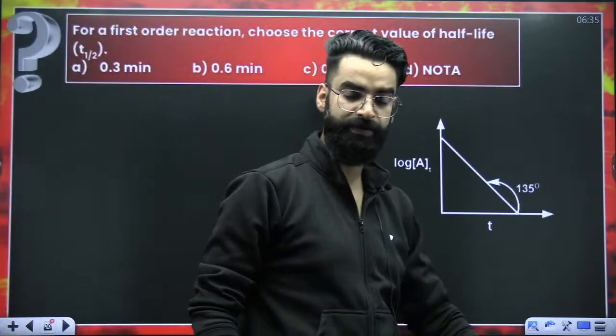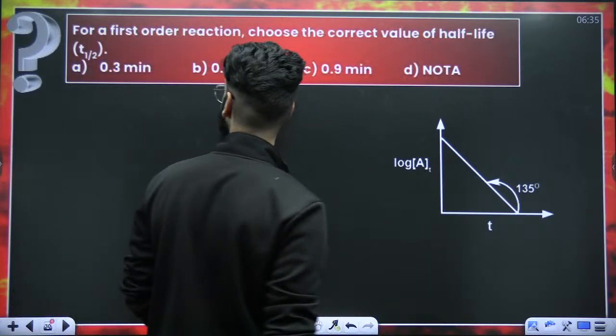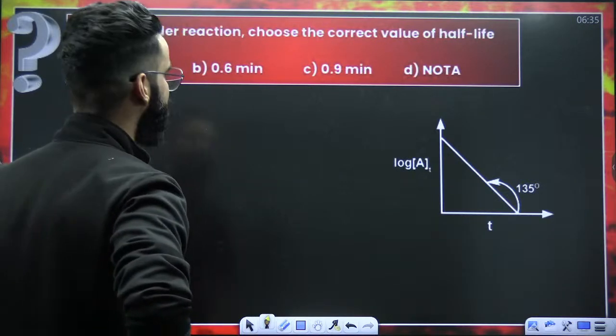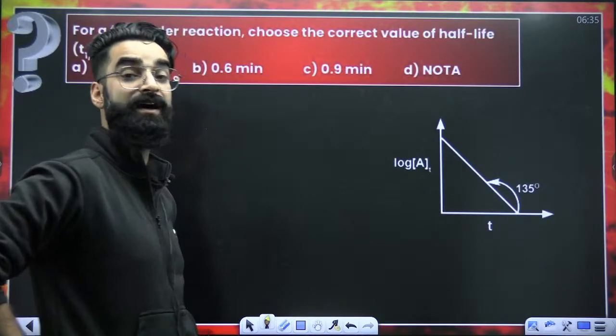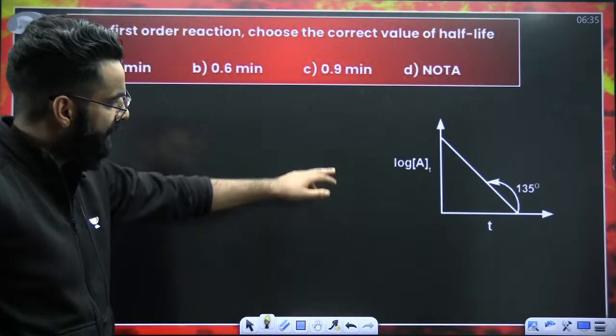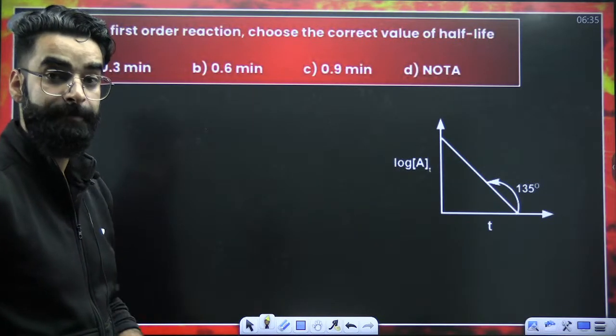One more question which we have on the screen. Let's give it a try. As per this question, for a first order reaction, choose the correct value of half-life. We are supposed to get the half-life. The graph given is log of A0 versus T.